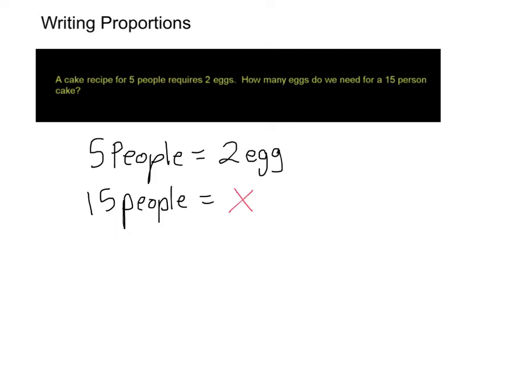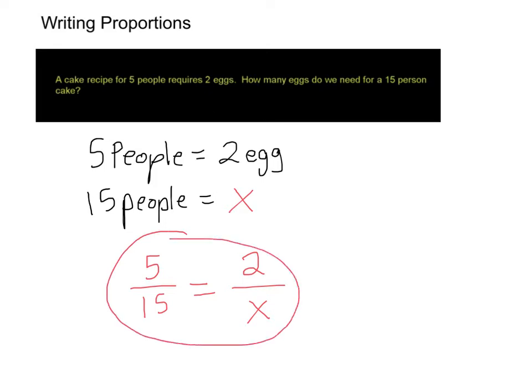So we can set up a proportion here. We can say 5 people is to 15 people as 2 eggs is to x eggs. Now this proportion, if we solved it, would give us the solution for how many eggs we need, x. All right, there's another proportion you could say. That time I said 5 is to 15 as 2 is to x.